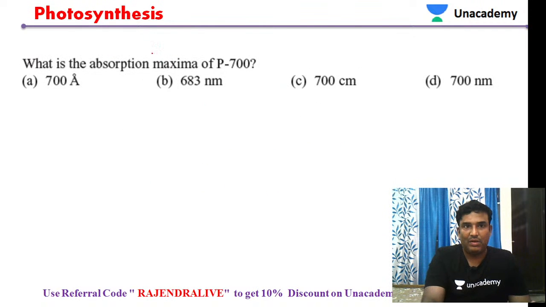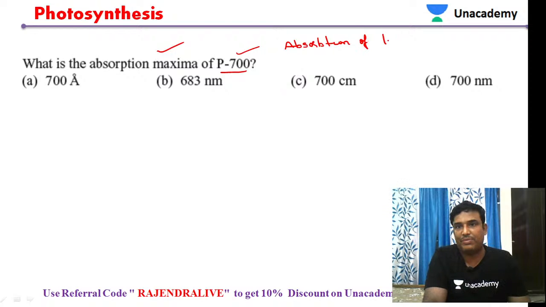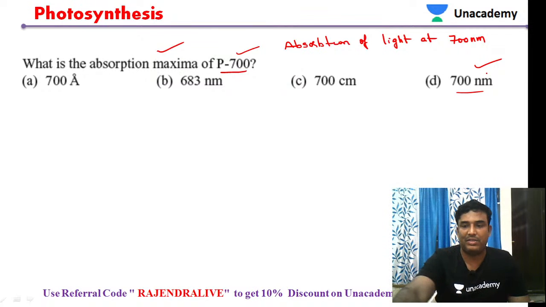Next, the maximum absorption P700. P700 indicates the absorption of light at 700 nanometers.